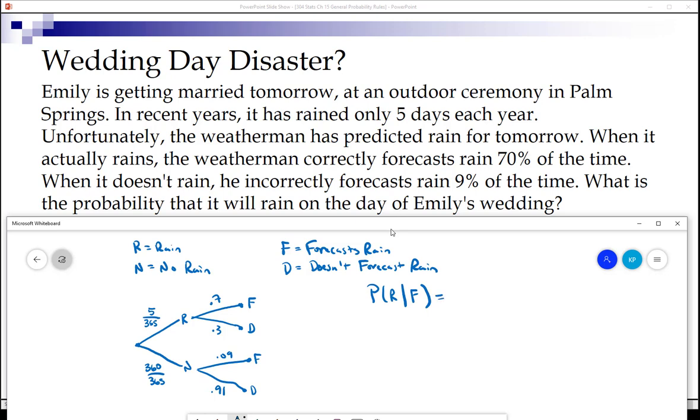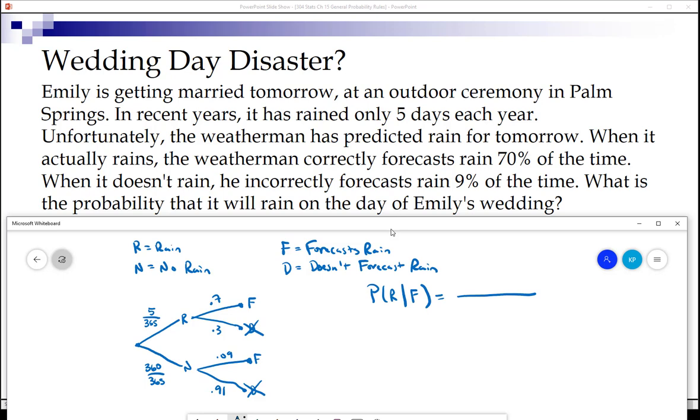So that means that our new denominator is that he's going to forecast rain. Anytime he forecasts rain, we have to add those together, and that's going to be our new total. Anytime he didn't forecast rain, that's not actually part of our study anymore. So this right here where he didn't forecast rain, we don't really care about. We only care about the places where he forecasted rain. So let's go ahead and calculate this first one.